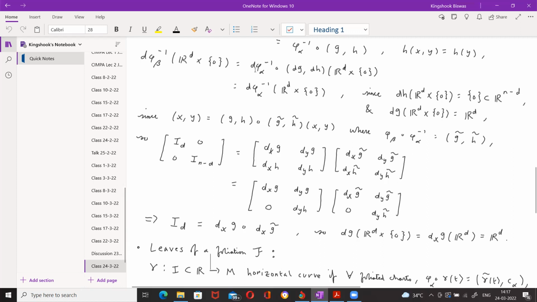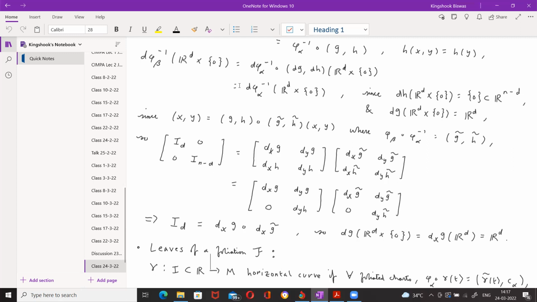So therefore this becomes d phi alpha inverse of RD cross 0. So therefore d phi beta inverse of RD cross 0 is the same as d phi alpha inverse of RD cross 0. So therefore our distribution is well defined. Is this clear?